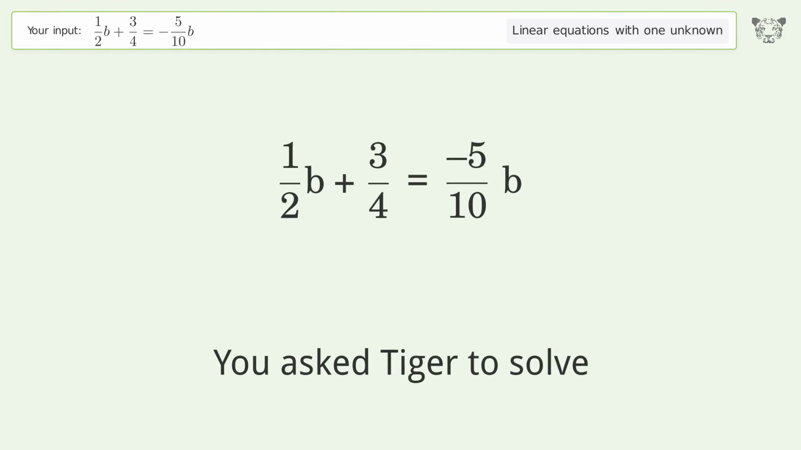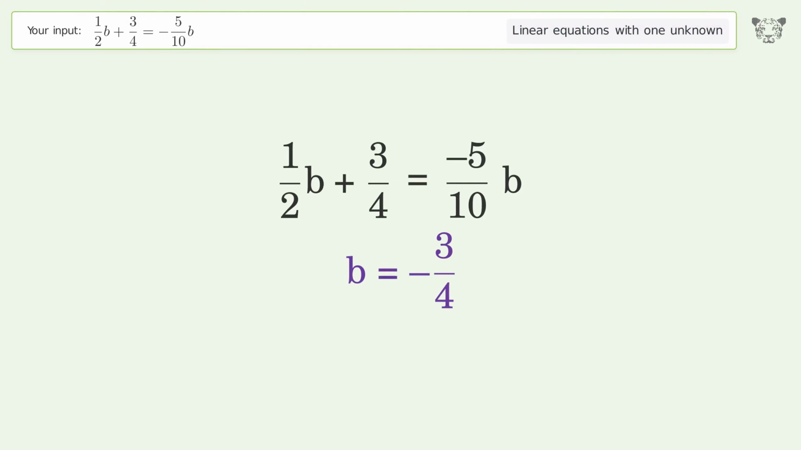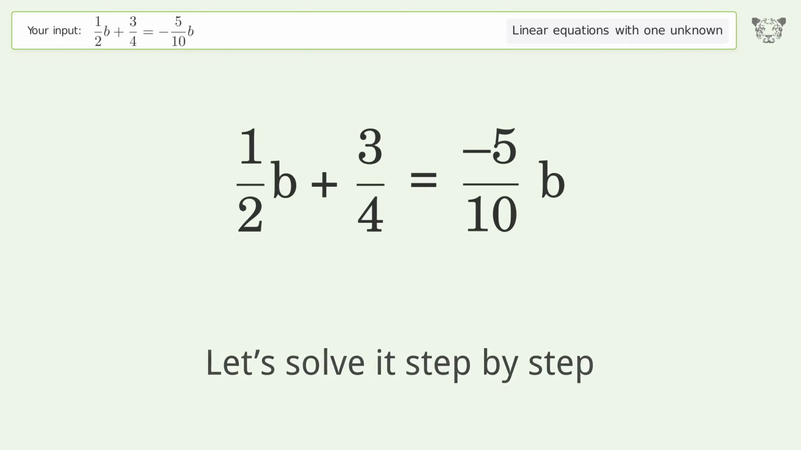You ask Tiger to solve. This deals with linear equations with one unknown. The final result is b equals -3/4. Let's solve it step by step.